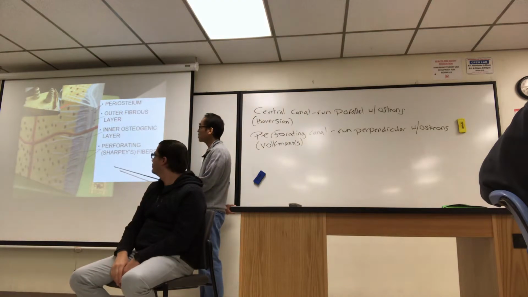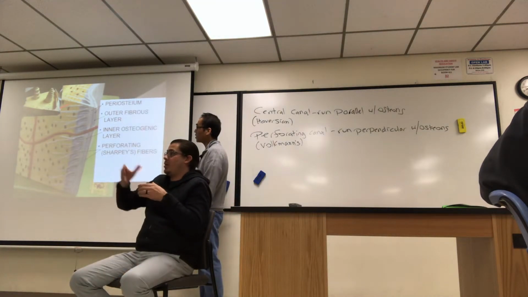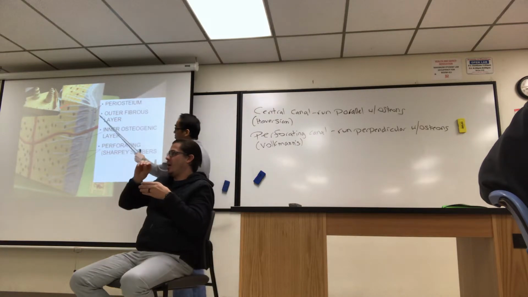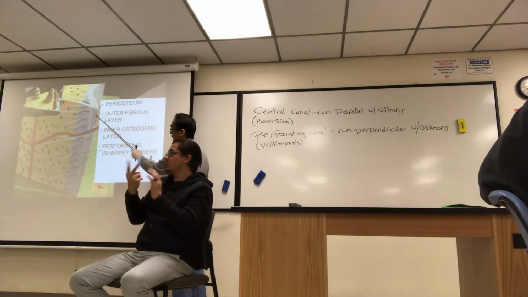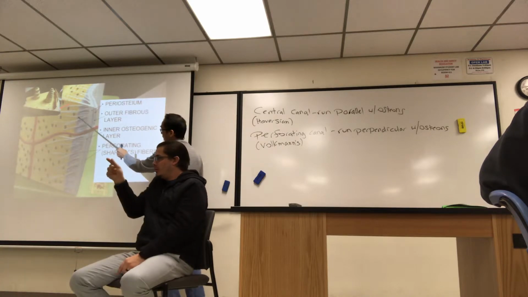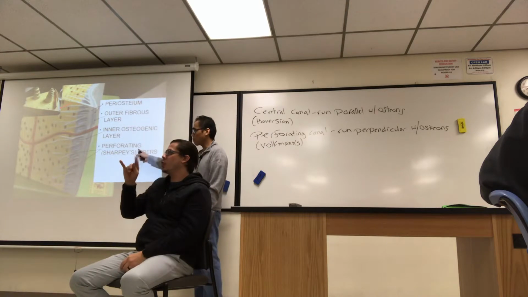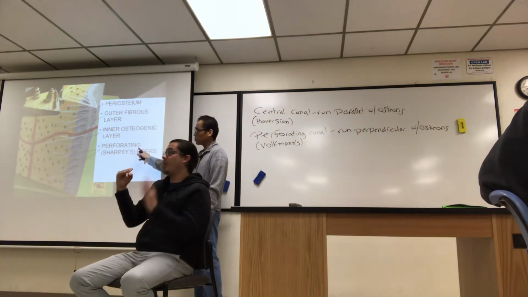This model shows the double layer. Remember I said the outer layer is fibrous and the inner layer is osteogenic, and they even show you two layers there. So they did a good job with that. If I point to any of these, the fibers that penetrate the bone, those are Sharpey's fibers, or you can call them perforating fibers.